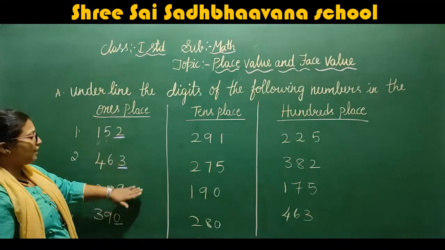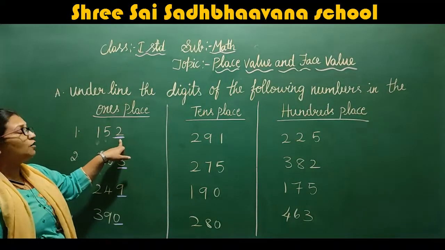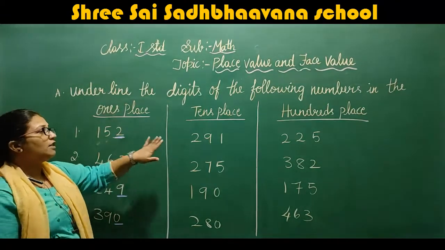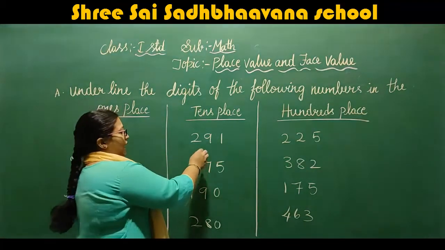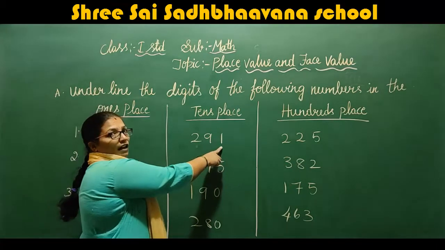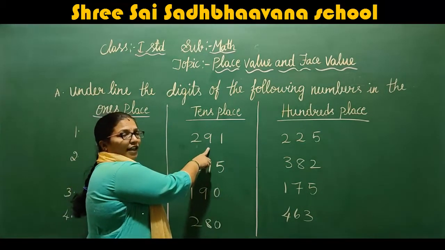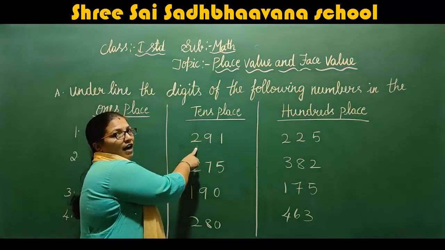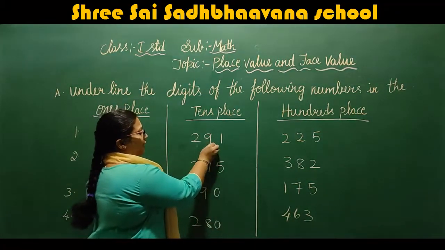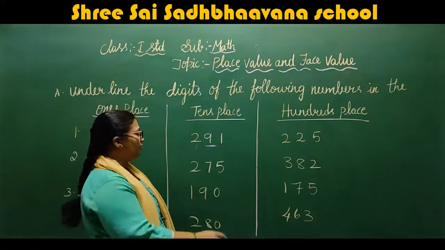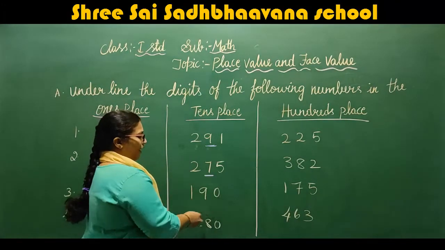So this is the place value: this one is in the ones place. This one we should underline in the tens place. So 1 is in the ones place, 9 is in the tens place, 2 is in the hundreds place. So which should we underline? We should underline 9.